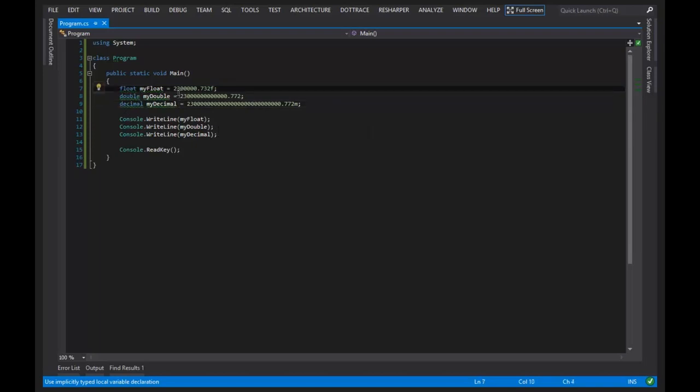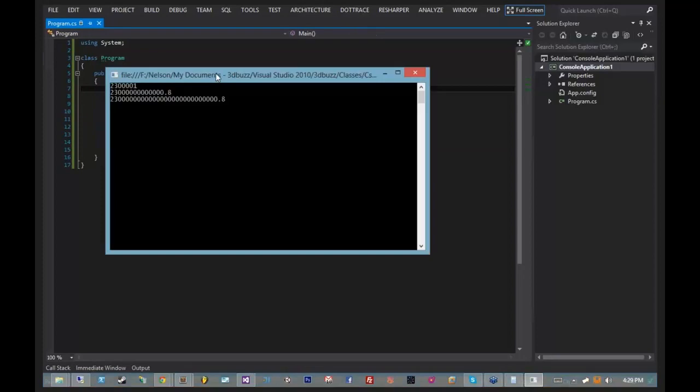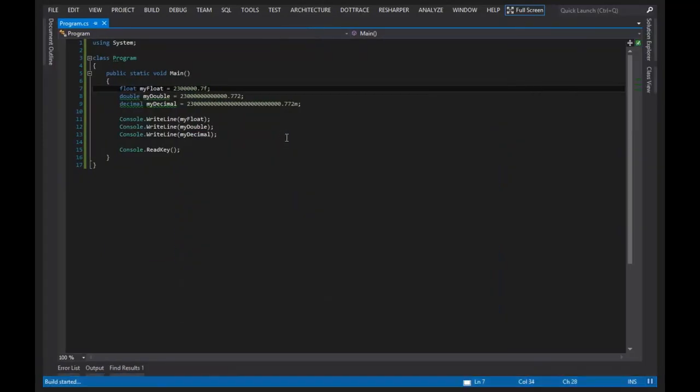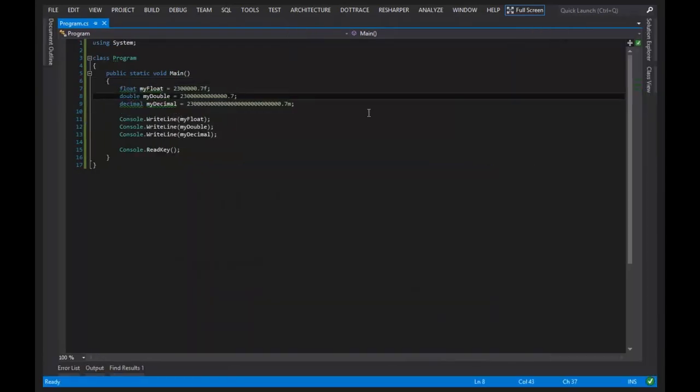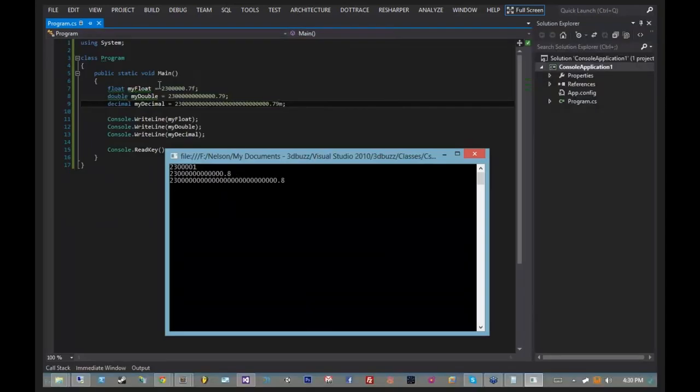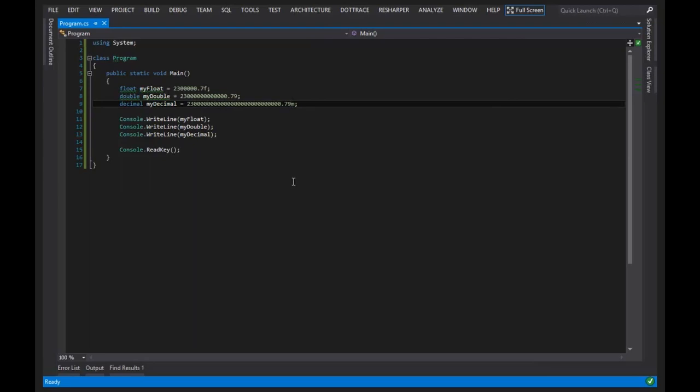We have floats that can contain floating point data to this much precision. That is one significant digit too many. This is one significant digit too many, and that is one significant digit too many. Just to give you guys a better example, that's an example of those three data types having one significant digit too many, and then we have rounding happening. So why would we want to use a float versus a double versus a decimal?